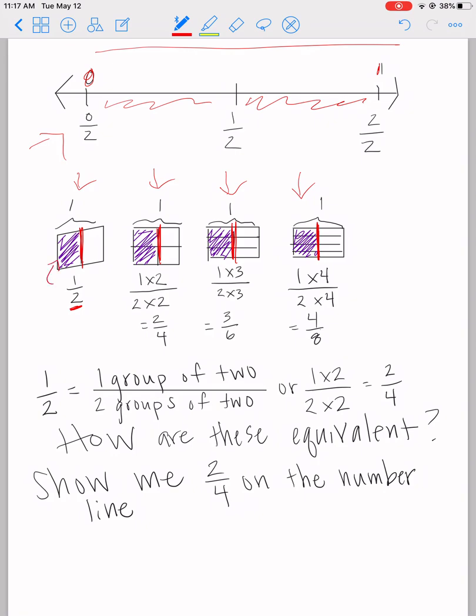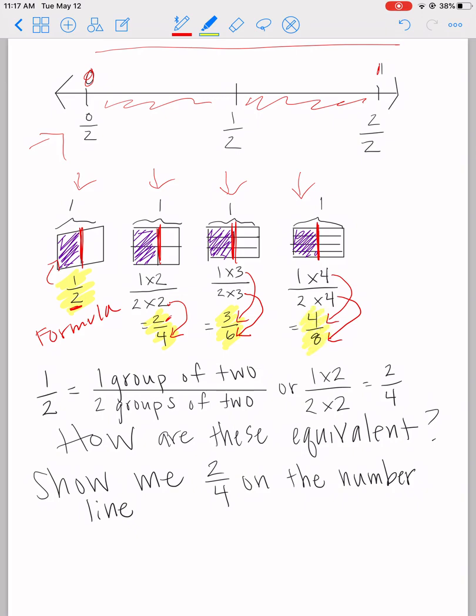So here we have 1 by 2, 2 by 2. This is our formula. 1 times 2 equals 2. 2 times 2 equals 4. And then same thing here. 1 times 3 equals 3. 2 times 3 equals 6. 1 times 4 equals 4. And 2 times 4 equals 8. So you have 1/2 is equivalent to 2/4, which is equivalent to 3/6, which is equivalent to 4/8.